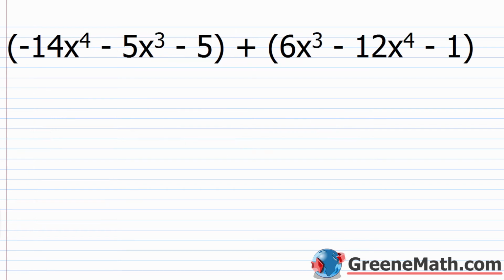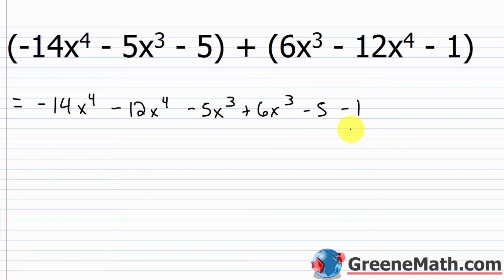All right, now we're looking at negative 14x to the 4th power minus 5x cubed minus 5 plus 6x cubed minus 12x to the 4th power minus 1. So I'm just going to start out again by writing my like terms next to each other. So I have negative 14x to the 4th power. I have minus 12x to the 4th power. I have negative 5x cubed. I have plus 6x cubed. Then I have minus 5 and then minus 1. So these are like terms, these are like terms, and these are like terms. So that's what I can combine.